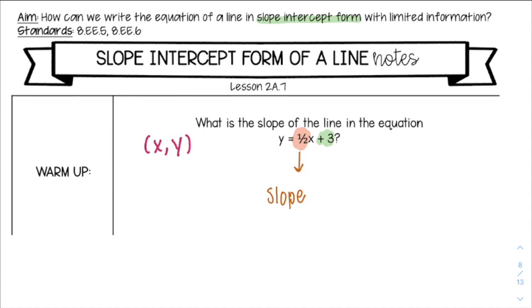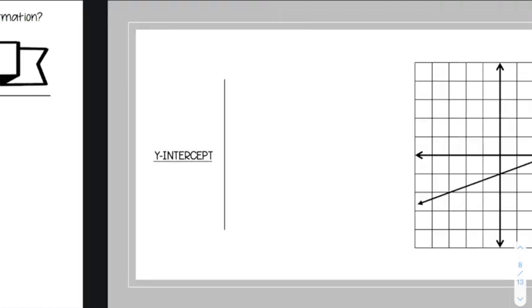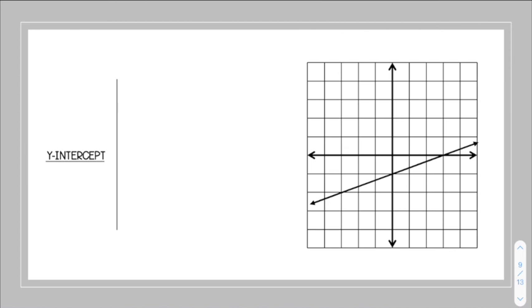But then what could your plus 3 represent? This is your y-intercept, where your graph is going to cross your y-axis. This represents, or this is the value when x equals 0. What your y will equal. Okay, so let's look a little bit further.